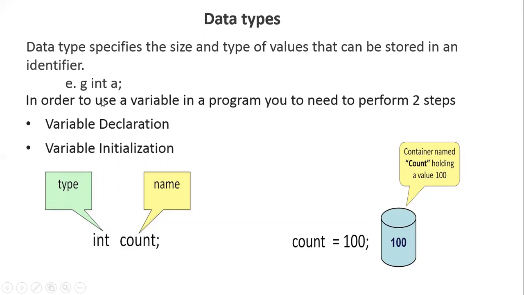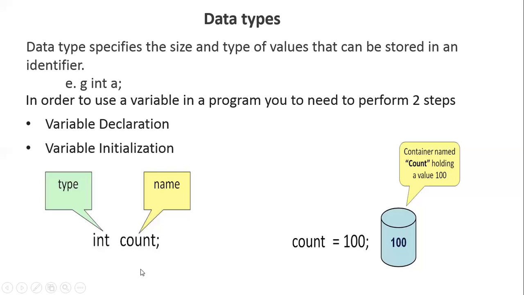First is variable declaration. We have to declare that variable. In declaration, we have to specify the data type of that variable and the name of the variable. So here, if we have given int count, we are specifying two things: that int is a data type and count is a variable name. And then we have to initialize.